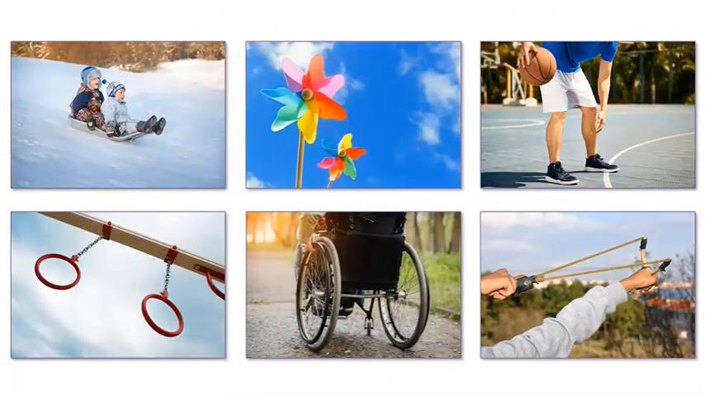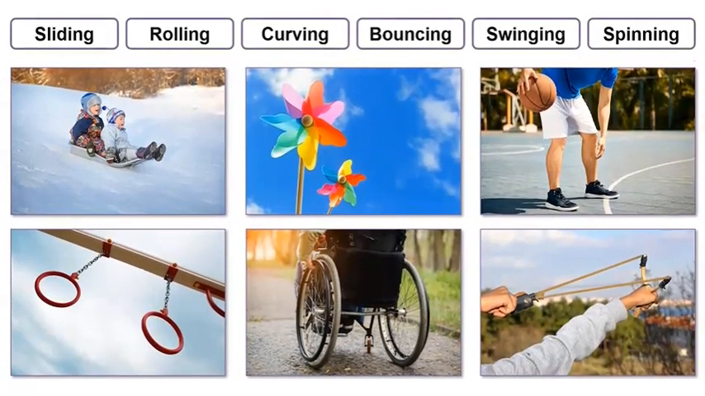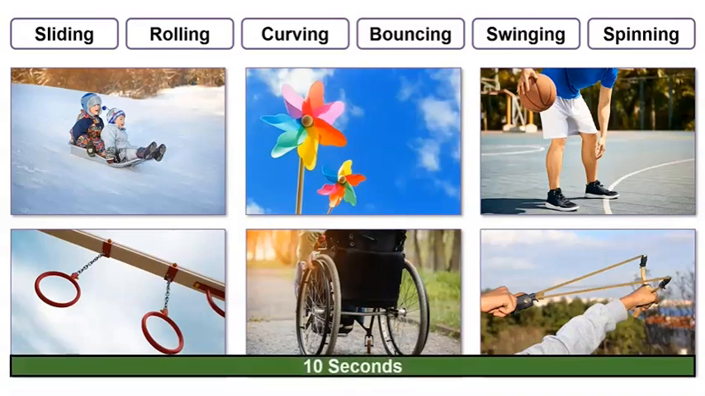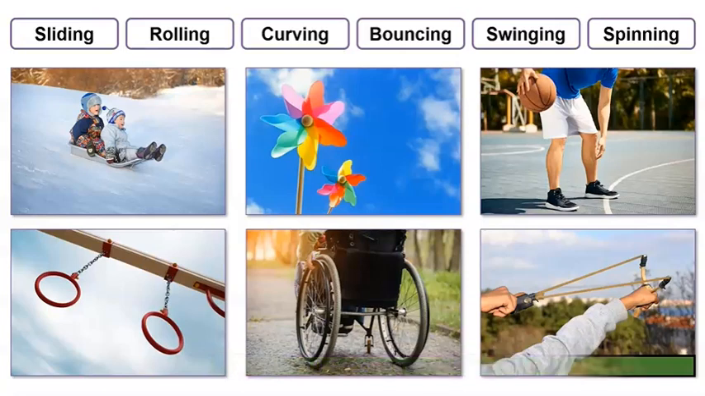Now it's your turn. Each of these photographs show an example of an object that moves. Can you match the motion in each photograph to one of the patterns of motion from our chart? Sliding, rolling, curving, bouncing, swinging, or spinning. I'll give you 10 seconds to think. Go. Time's up. Let's look closely.